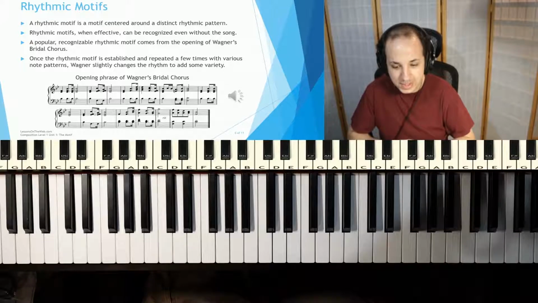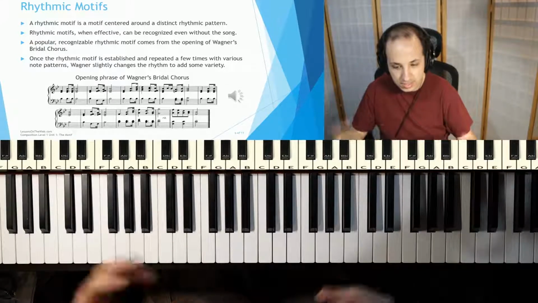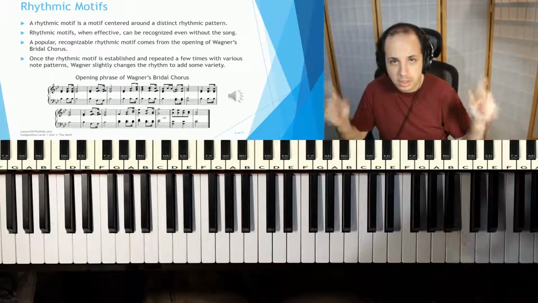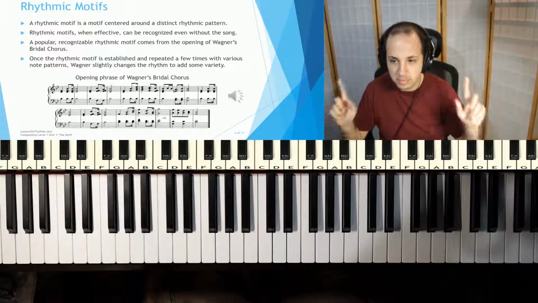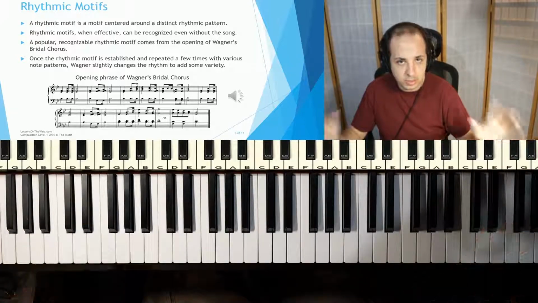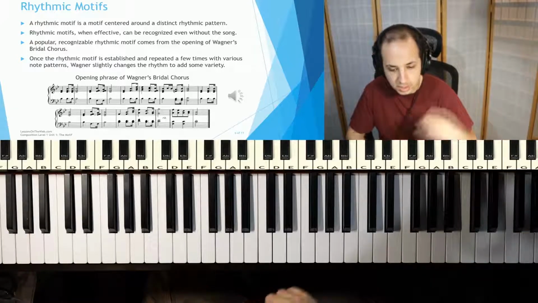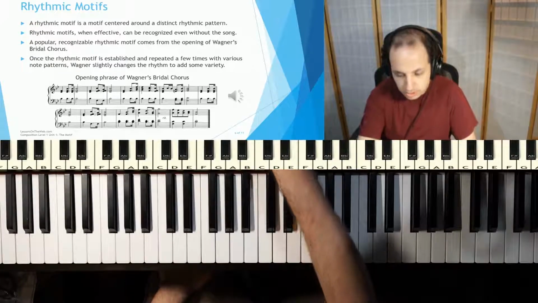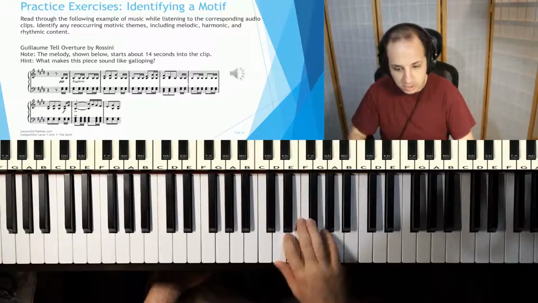Rhythmic motives, when effective, can be recognized even without the song. So bump, bump, bump, bump. Even if I said that, well, I started to do the pitches there. If I did that to somebody, maybe they might not know, but some of them may go, oh, that's Here Comes the Bride, and they know it just by the rhythm. So notice how it changes the pattern, though, to maintain interest.